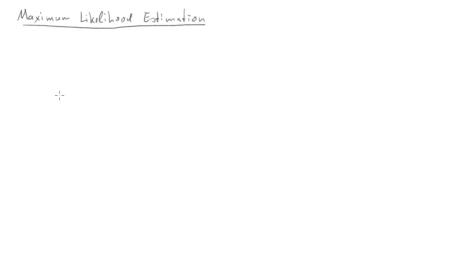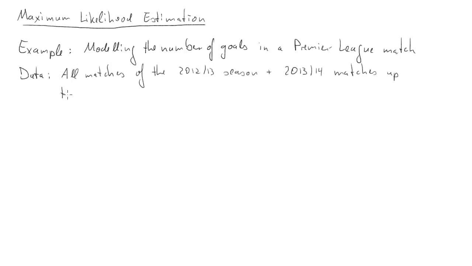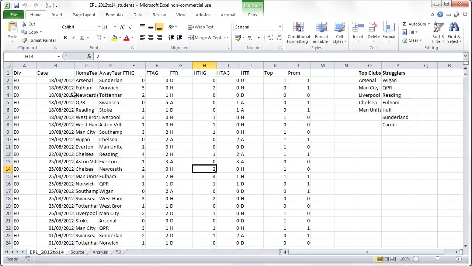This discussion will guide you through a maximum likelihood estimation problem using a Poisson distribution as an example. The particular practical example we're looking at is the problem of modeling the number of goals in a Premier League match. The data we have are from almost two full seasons up to March 2014.